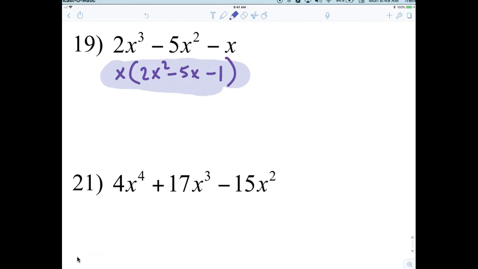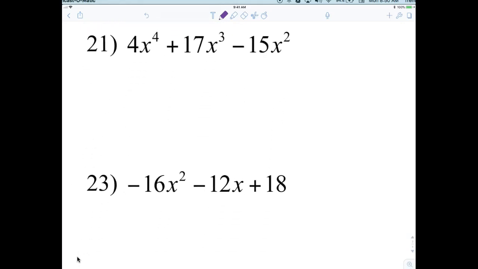So wait, wouldn't it just be 2x squared minus 5x? No, because remember, you're dividing numbers. So essentially, I factored out a 1x. So 2 divided by 1 is 2. 5 divided by 1 is 5. 1 divided by 1 is 1. Oh, yeah. Okay, very important. All right, 21, what's common?